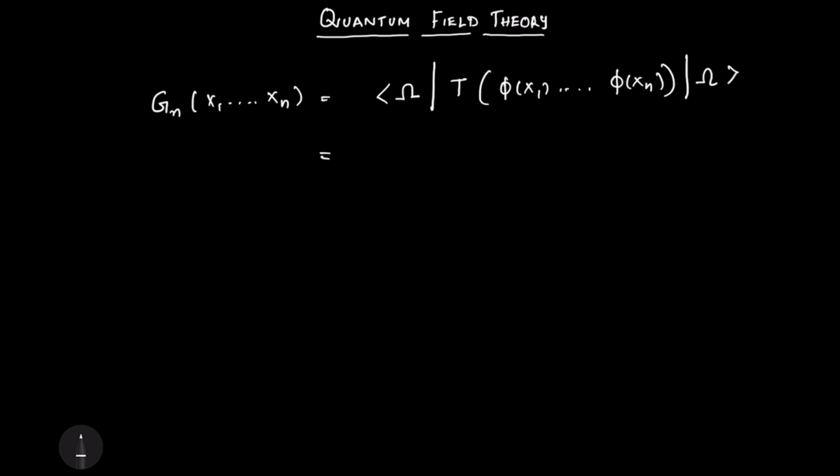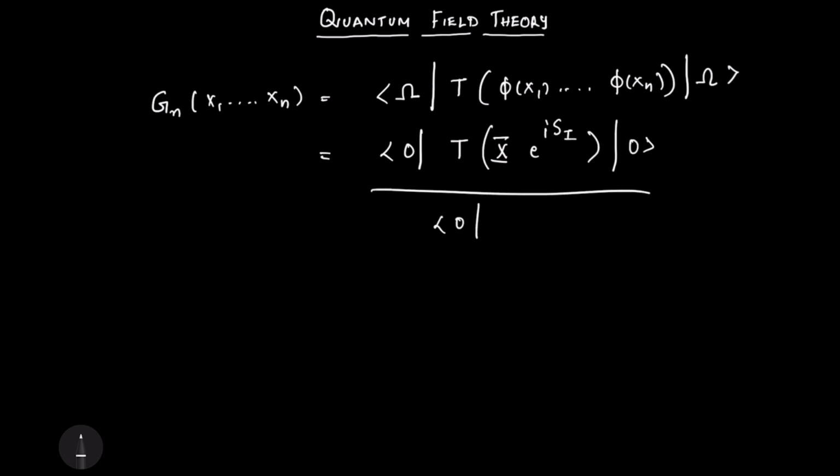In terms of the free scalar field theory, I can write this as the time ordering of x bar e raised to i S_I, divided by the time ordering of e raised to i S_I. Here phi(x1) up to phi(xn) is represented by x bar, and S_I represents the interacting action, that is, the action for the interacting theory.